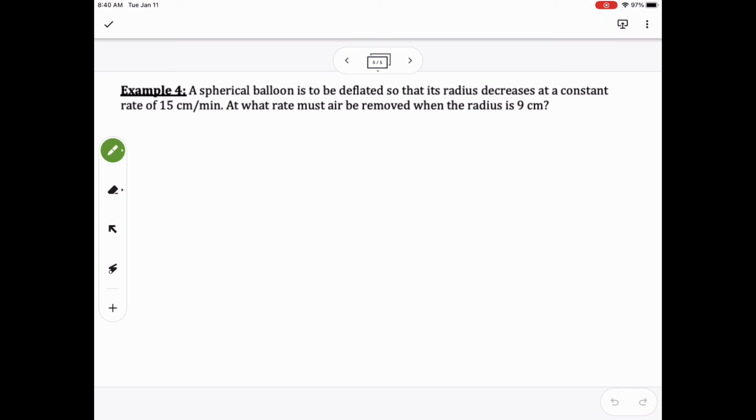So here example 4 says a spherical balloon is to be deflated so that its radius decreases at a constant rate of 15 centimeters per minute. At what rate must air be removed when the radius is 9 centimeters? Okay, so here I have a sphere drawn, and then the formula for the volume of a sphere is V equals 4/3 pi r cubed. I know what my radius is, which is 9 centimeters. I also know the rate at which my radius is decreasing, which is negative 15 centimeters per minute.